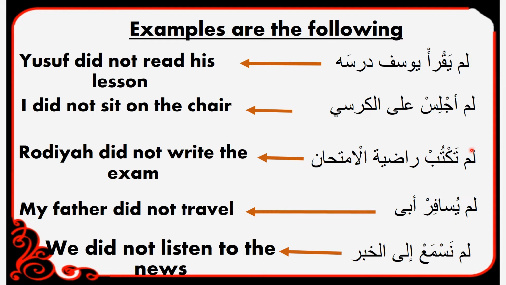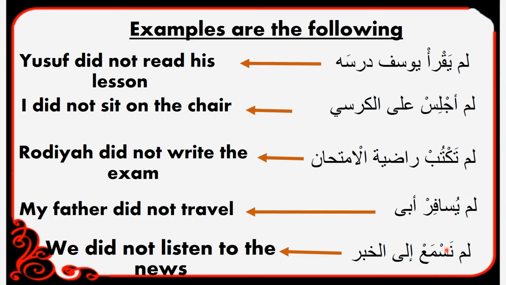Lam taktub Radiatu al-imtihana. Rhoda did not write the exam. Lam yusafir abi. My father did not travel. Lam nasma illa al-khabar. We did not listen to the news. So, the verbs of fi'l mudari that take sukoon here are yaqra, ajlis, taktub, yusafir, and nasma.